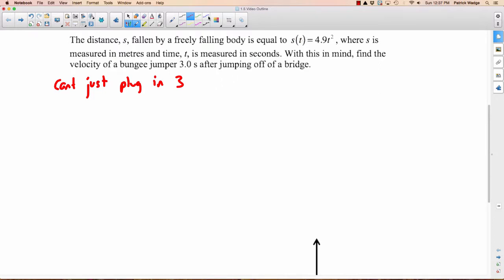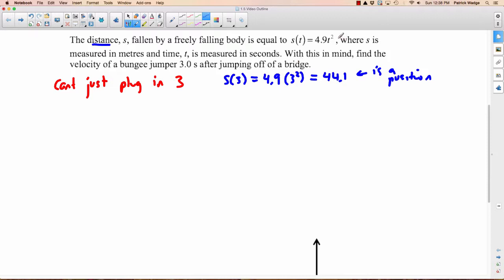Why can't we just go s of 3 equals 4.9 times 3 squared? So that's 9 times 4.9, and if you do that, you get 44.1. Why can't we just do that? Because this is s, this is a distance. In other words, think of this as a position. This is just where the bungee jumper is. We're interested in what the speed is of the bungee jumper.